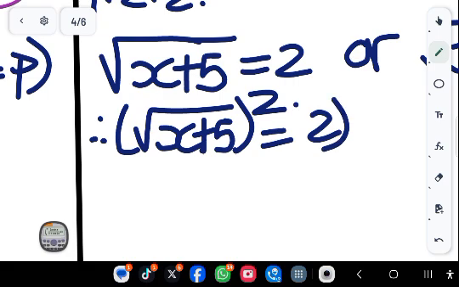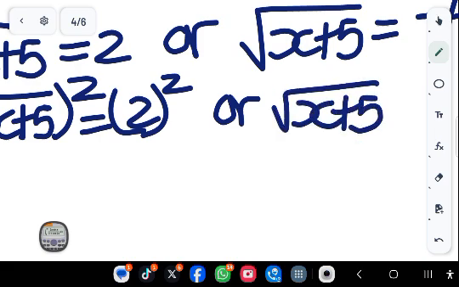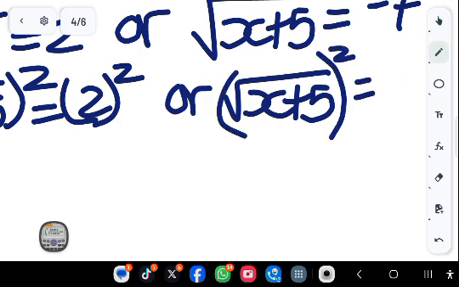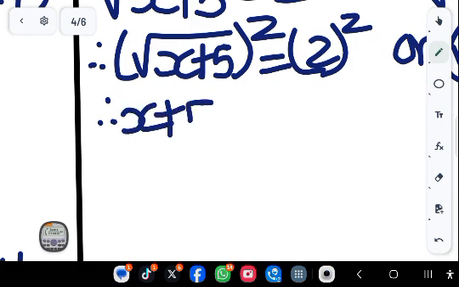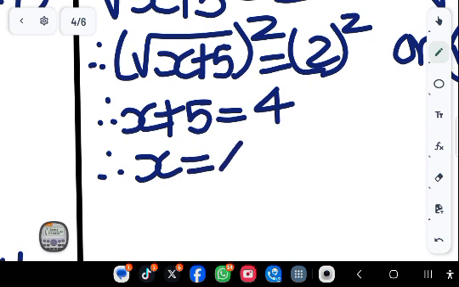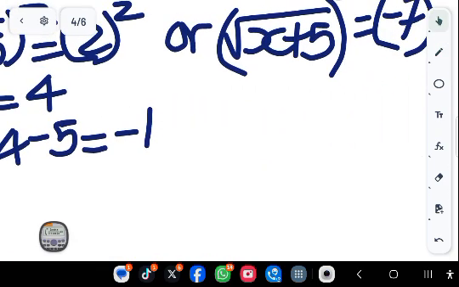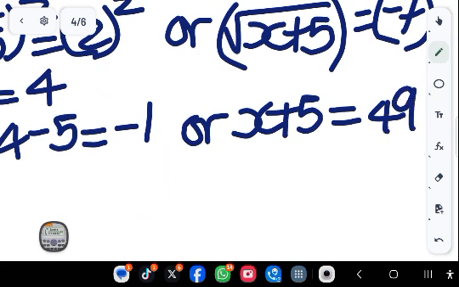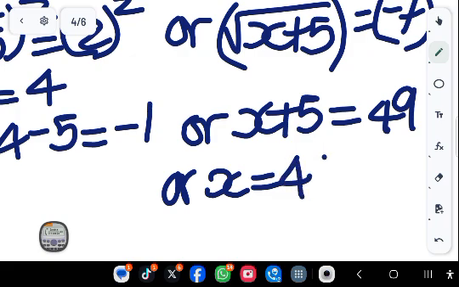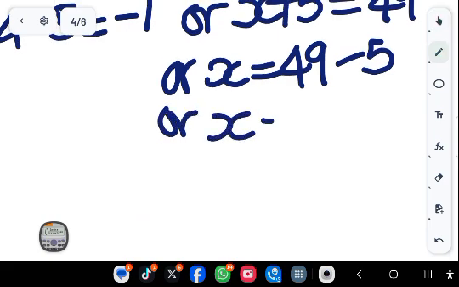You will then get rid of the square root sign and then solve accordingly. Square root of x plus 5, all squared, equals negative 7 all squared, which then gives us, therefore, x plus 5 equals 4, meaning that x equals 4 minus 5, which equals negative 1. Or x plus 5 equals negative 7 all squared, that is 49. Or x equals 49 minus 5, which gives us 36. x equals 36.